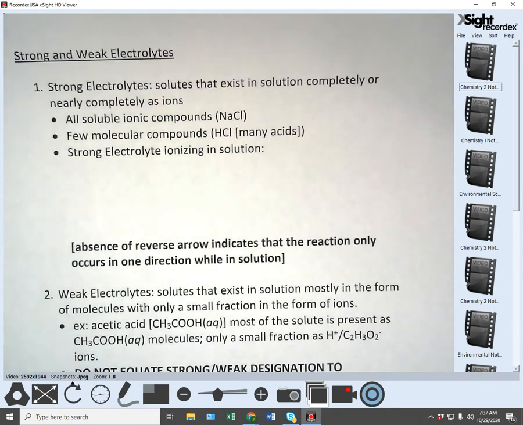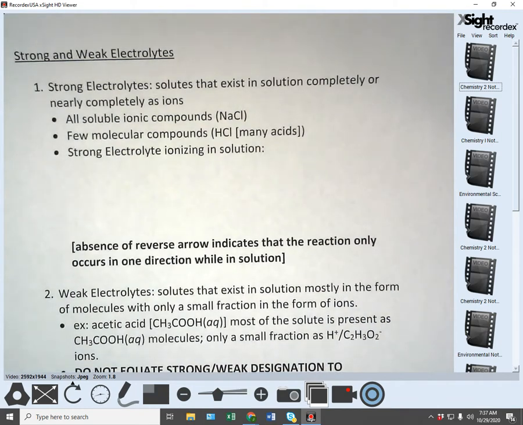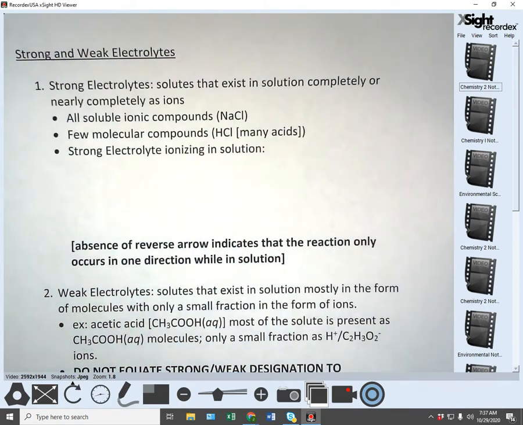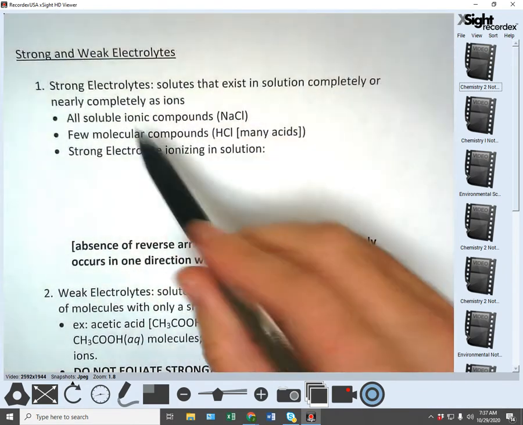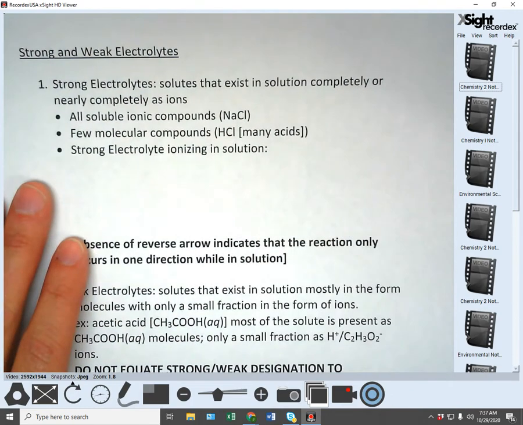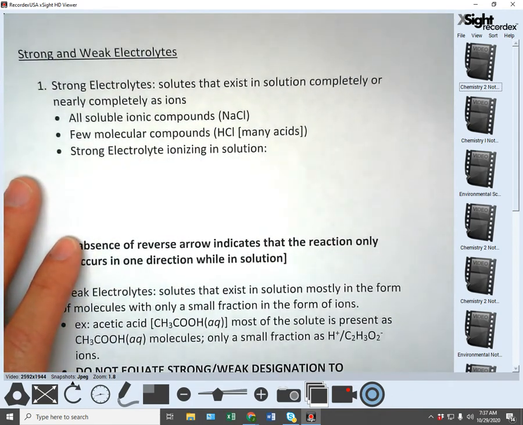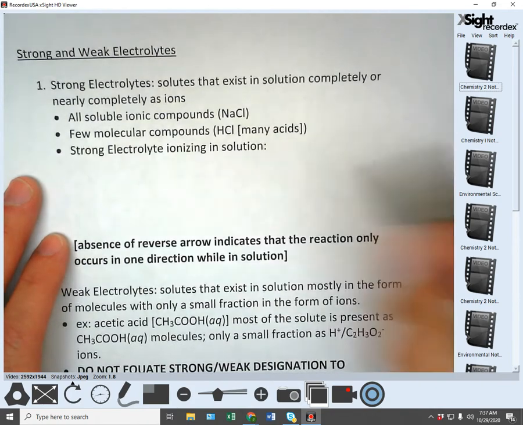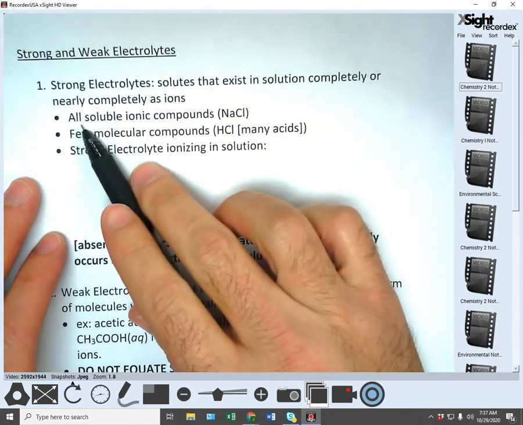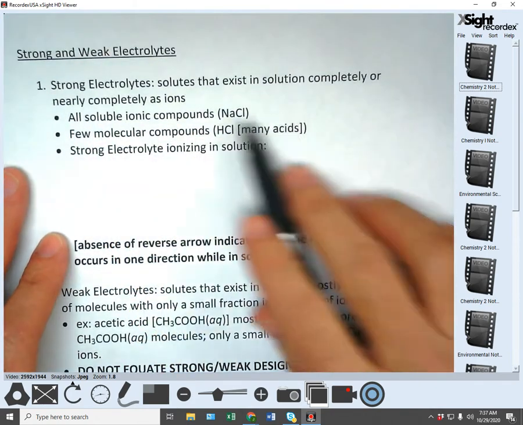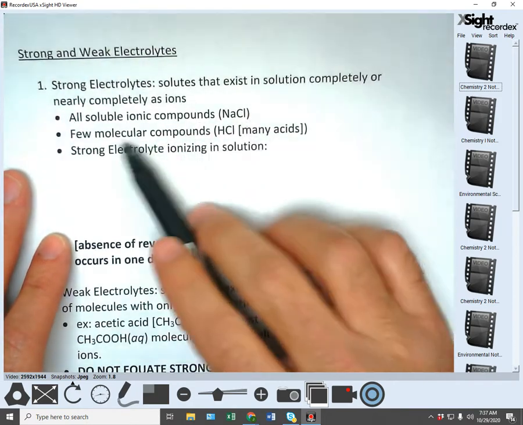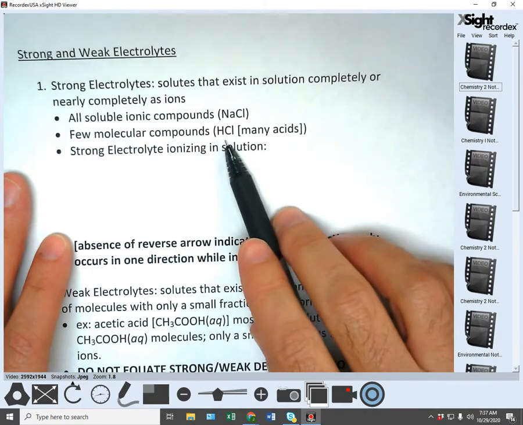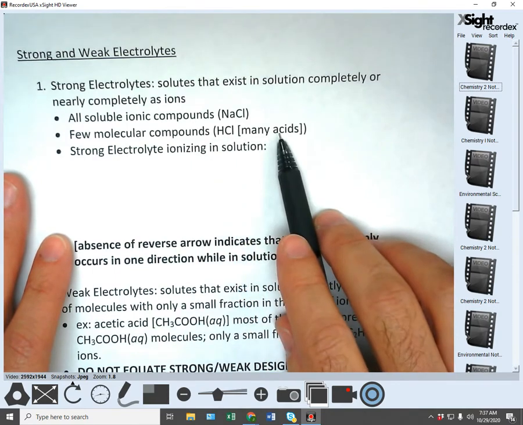Strong electrolytes are solutes that exist in solution completely or nearly completely as ions. In other words, they almost entirely ionize. So what are things that are considered strong electrolytes? All soluble ionic compounds, and a few molecular compounds like hydrochloric and many other acids.